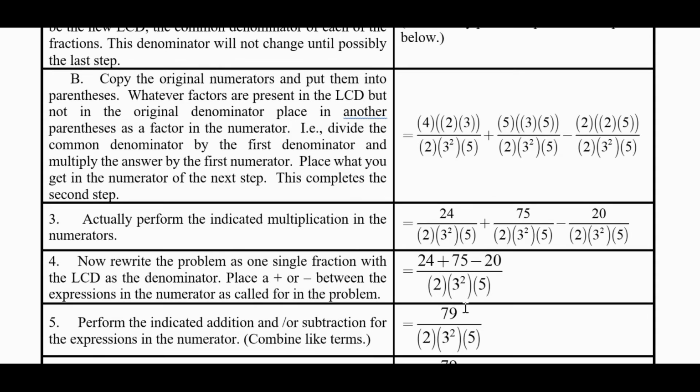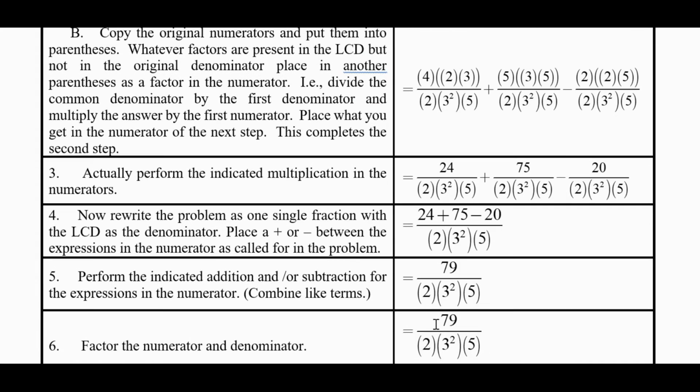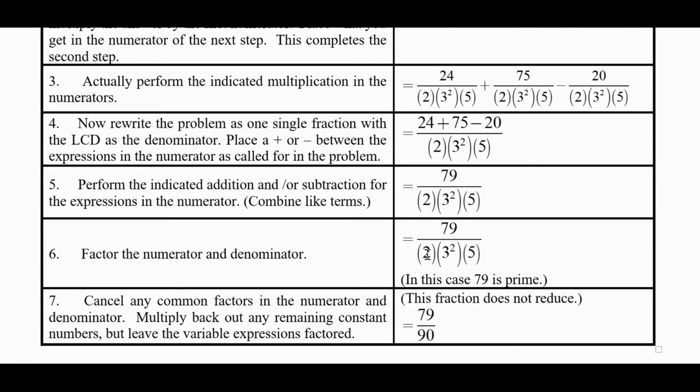And then you factor this and cancel to reduce it. The denominator is already factored, so there's no point in multiplying it out yet. Now we want to factor the numerator. It turns out 79 is prime in this case, so we can't factor it anymore. But if there was anything in common, then we would cancel it. And then finally, we might go ahead and multiply it out. So 3 squared is 9, 5 times 2 is 10, 9 times 10 is 90 for the denominator. And so 79/90 is the reduced version.